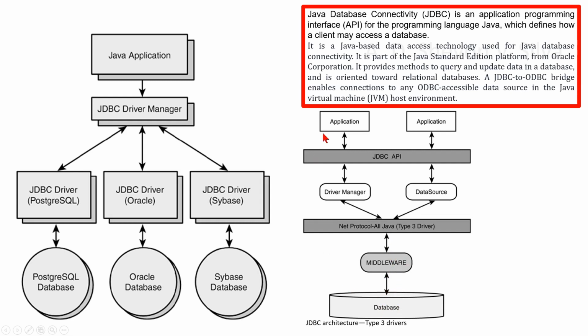Here you can see applications interacts with JDBC API. JDBC API interacts with driver manager and data source. Driver manager and data source interact with net protocol all Java type 3 driver. Net protocol all Java type 3 driver interacts with middleware. Middleware interacts with database.